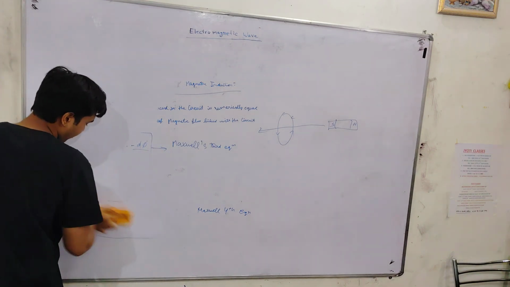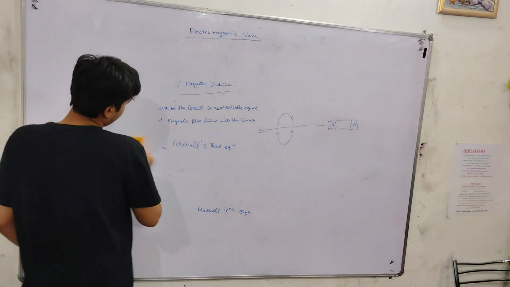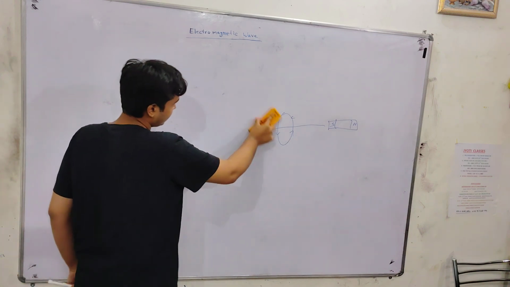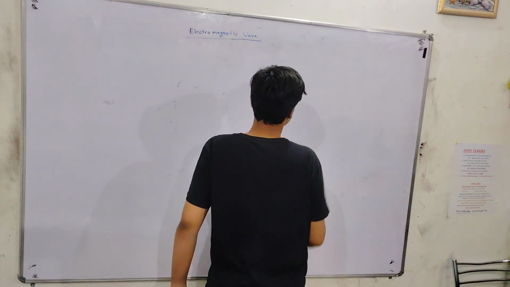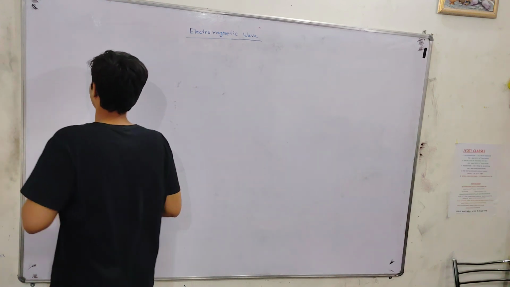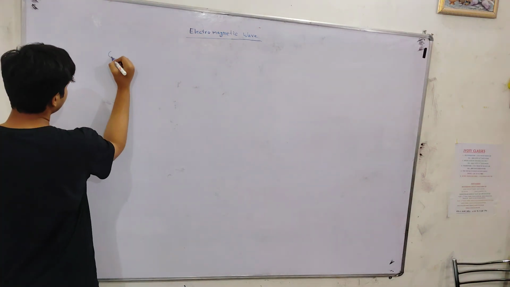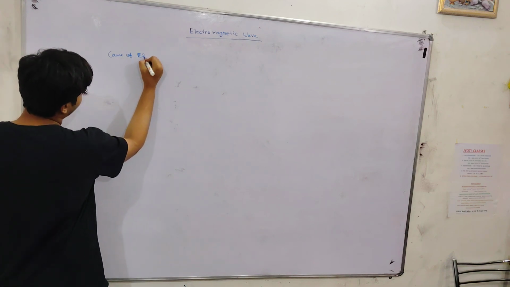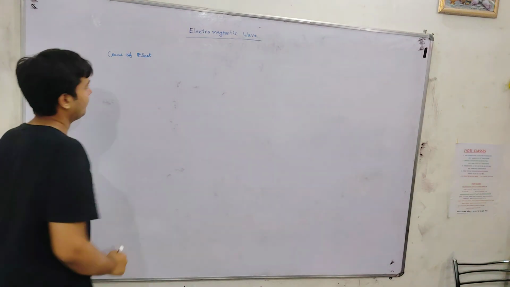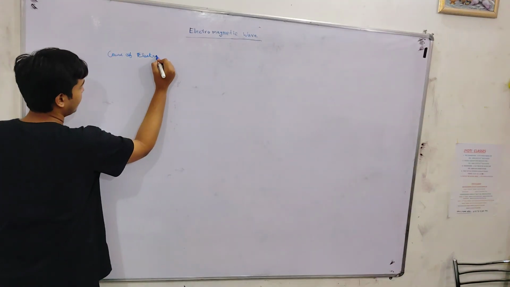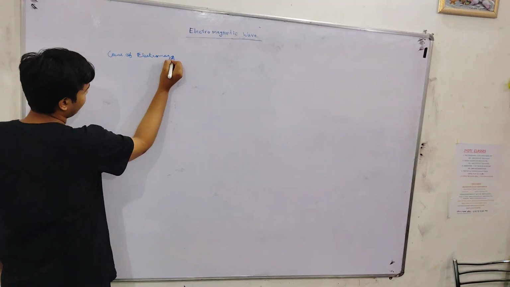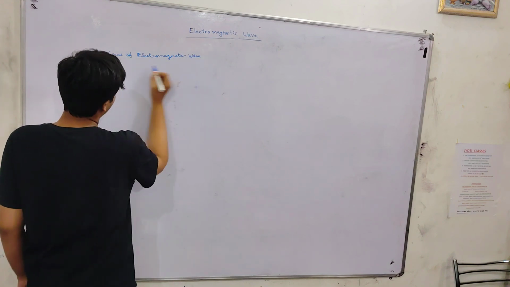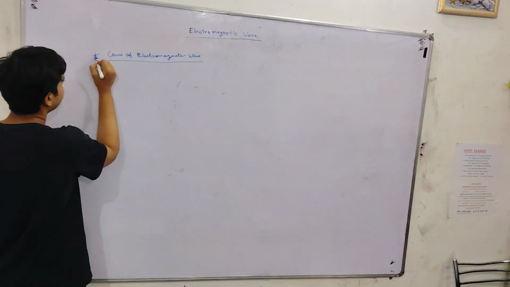Now the last topic, in which all the important terms will be covered, is the cause of electromagnetic wave. We have studied what an electromagnetic wave is, but we have not studied what the cause of electromagnetic wave is, its formula, and its laws.